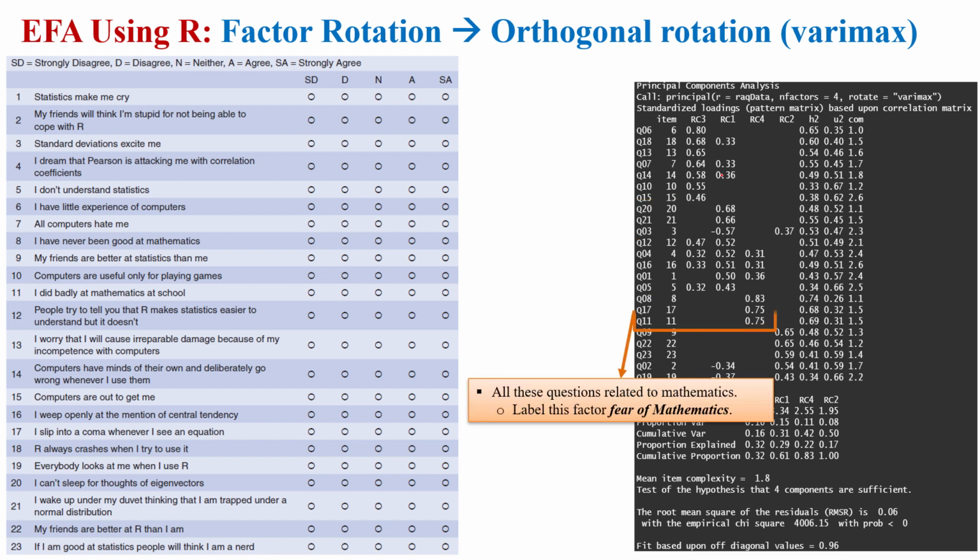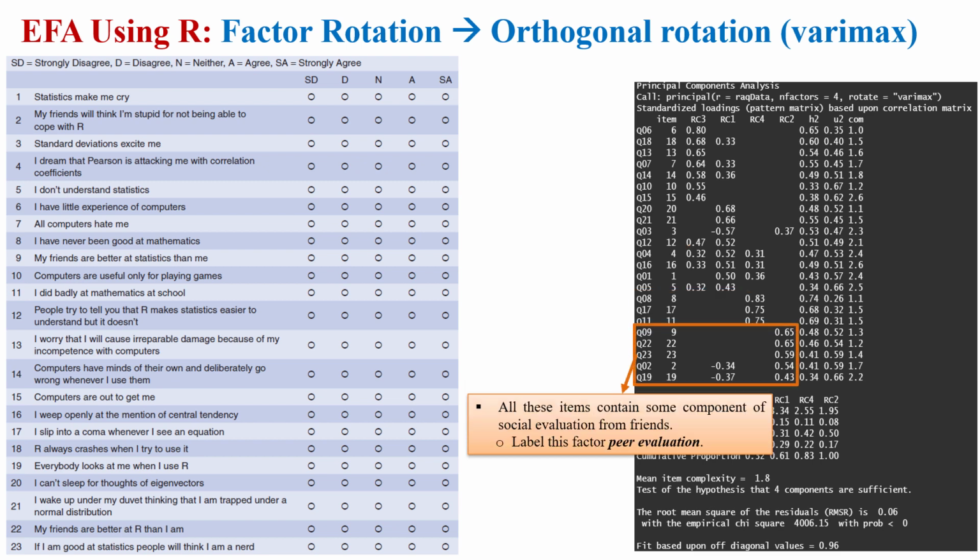Now the third factor, this one. As we can see, question numbers 8, 17, and 11 relate to mathematics, and that indicates the fear of mathematics, which we label as a factor. And lastly, we have the peer review.